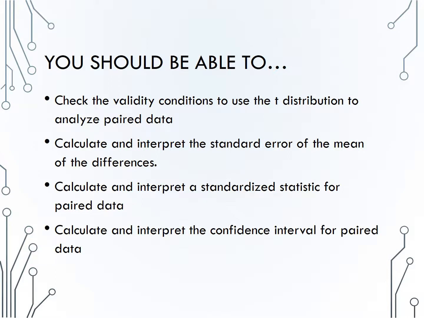After completing Section 7.3, you should be able to check validity conditions to use a t-distribution to analyze paired data, calculate and interpret the standard error of the mean of differences, calculate and interpret a standardized statistic for paired data, interpret a p-value and write a conclusion for paired data, and then calculate and interpret a confidence interval for a mean of differences.